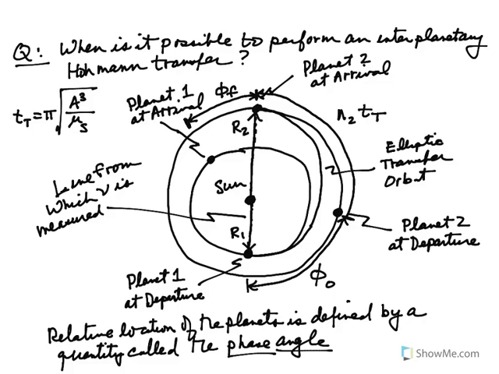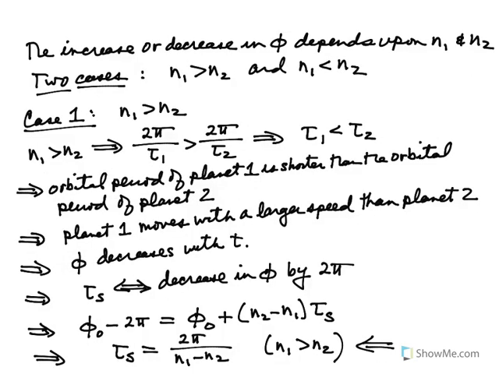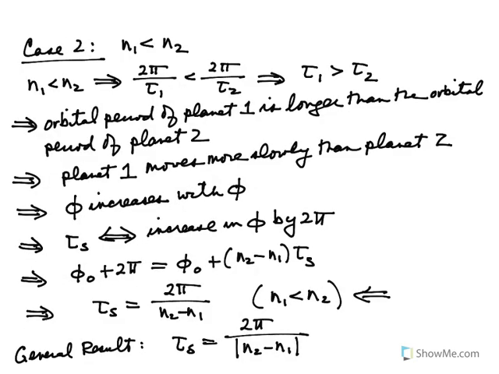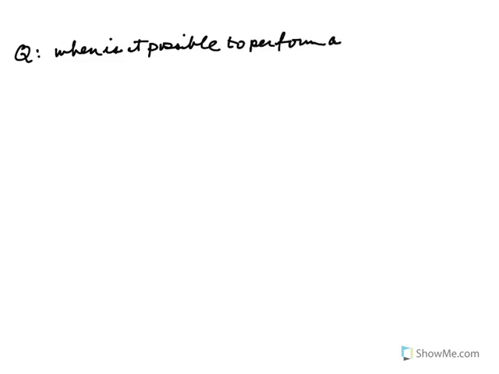So now that we have this configuration, we can ask the next question. And that next question is as follows. When is it possible to perform a return interplanetary Hohmann transfer?